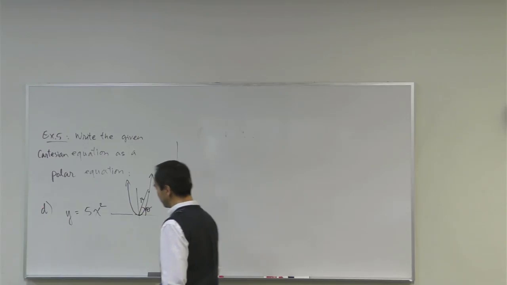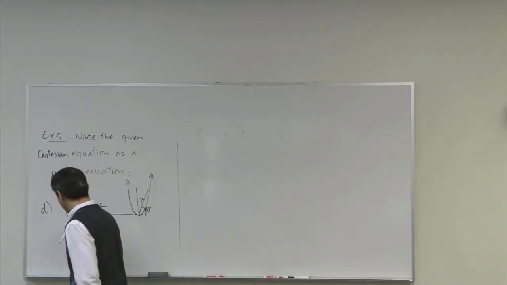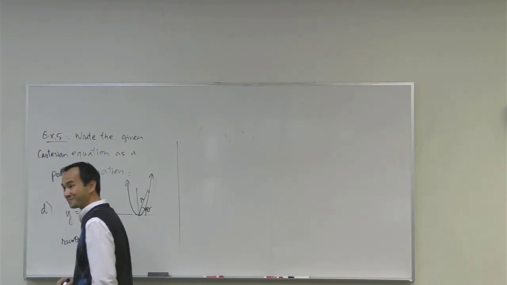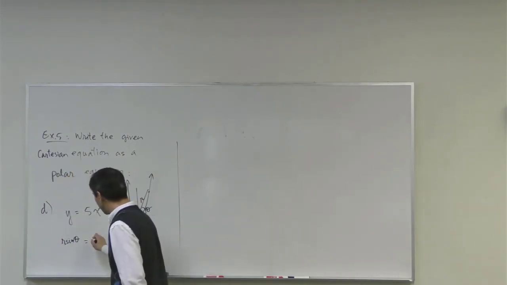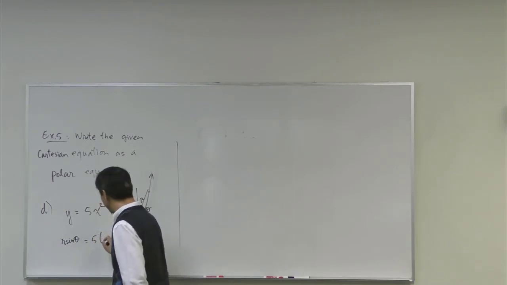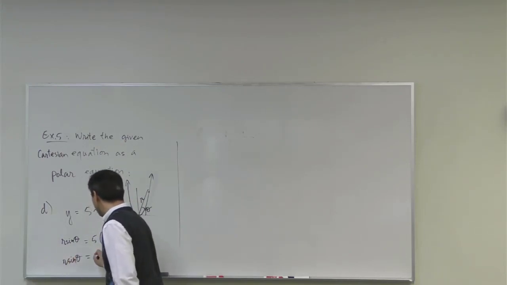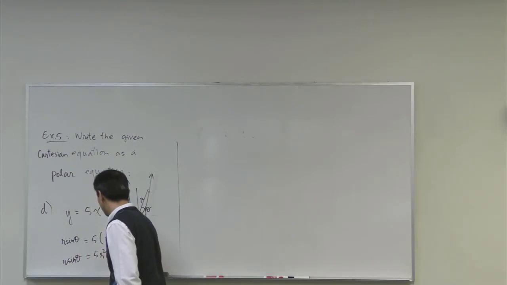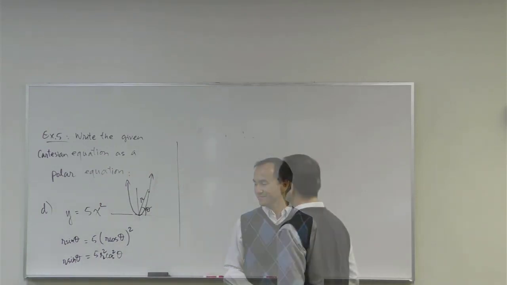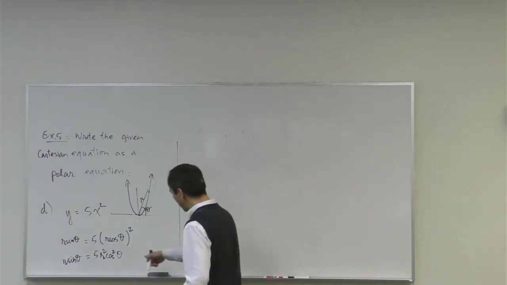So in that case here, well, we have done that before. y can be substituted by r times sine theta. Good? And then that equals 5, and then x here can be substituted by, in parentheses, because there's a square, r cosine theta. Good. And then we put the square, so the square now is going to distribute. So the left hand side is r sine theta. The right hand side is 5 times r squared cosine squared theta. And that's already the polar equation.